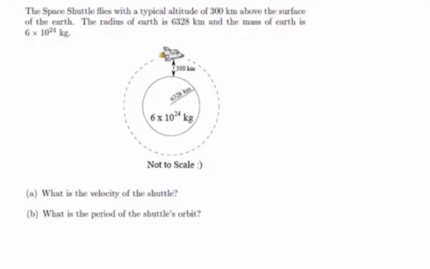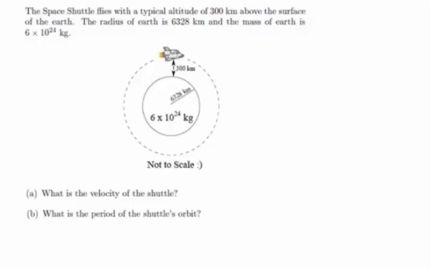A space shuttle flies with a typical altitude of 300 kilometers above the surface of the Earth. The radius of the Earth is 6,328 kilometers, and the mass of the Earth is 6 times 10 to the 24 kilograms. A, what is the velocity of the shuttle? And B, what is the period of the shuttle's orbit?